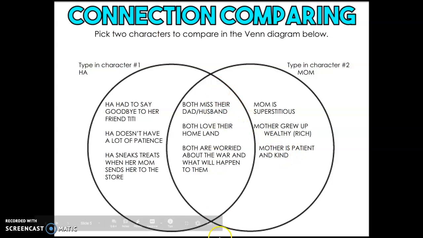Okay, so your differences are listed on the outside of the Venn diagram, and then your similarities will be in the middle. So things that you could say both about Ha and her mother are that they both miss their dad/husband, they both love their homeland, and they both are worried about war and what will happen to them. So this is just a really great example of what a completed connection comparing slide would look like. Take the two characters in your books, type in their names, give some differences about the two of them, and some similarities right in the middle.